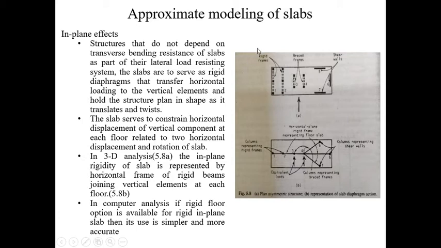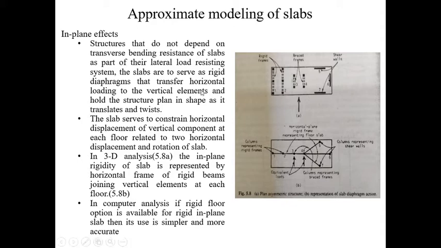Now here we can see the structures that do not depend on the transverse bending resistance of the slabs as a part of the lateral load resisting system. These slabs will serve as rigid diaphragms. So we consider the slab as a rigid diaphragm that does not depend on the transverse bending resistance of the slabs. So we consider that these slabs are rigid diaphragms which transfer the horizontal loading.